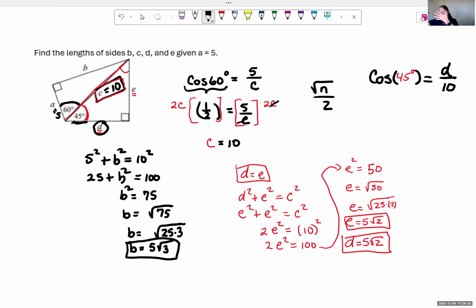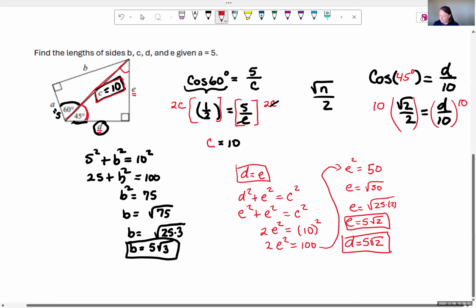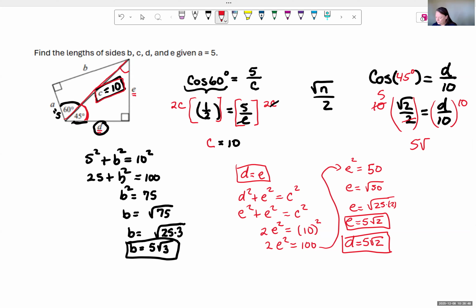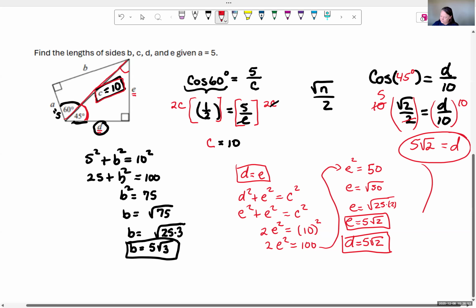Square root of 45, so counting down to 45 degrees, which is my middle finger, so that's 1, 2. So that's square root 2 over 2 equals D over 10. If I multiply both sides of the equation by the least common denominator of 2 and 10, which is 10, this would give me 2 goes into 10 5 times. So this is 5 root 2 is equal to D, which is what we said down here.